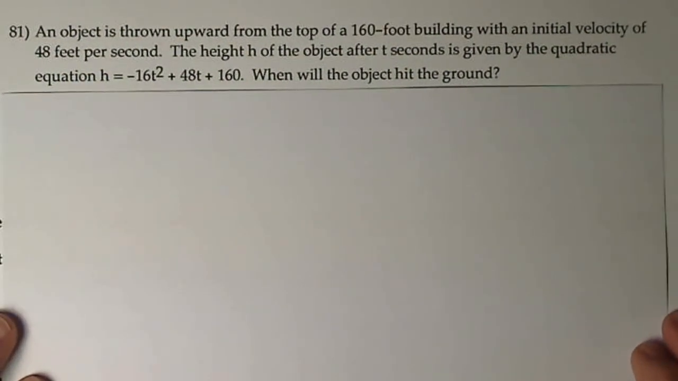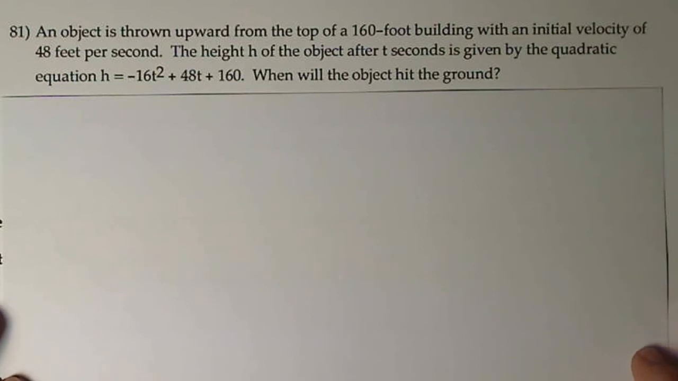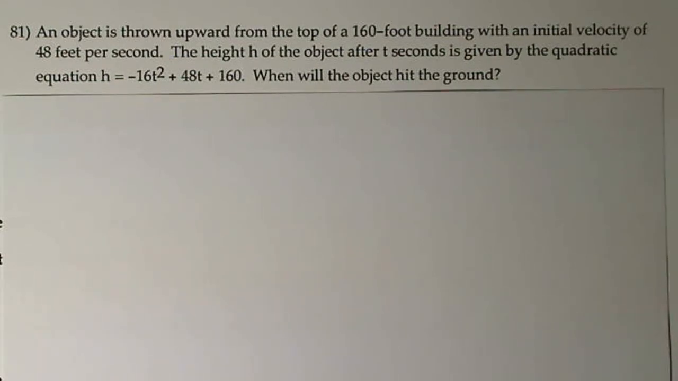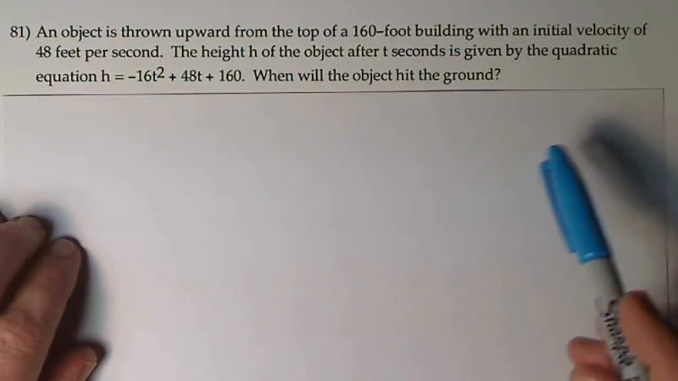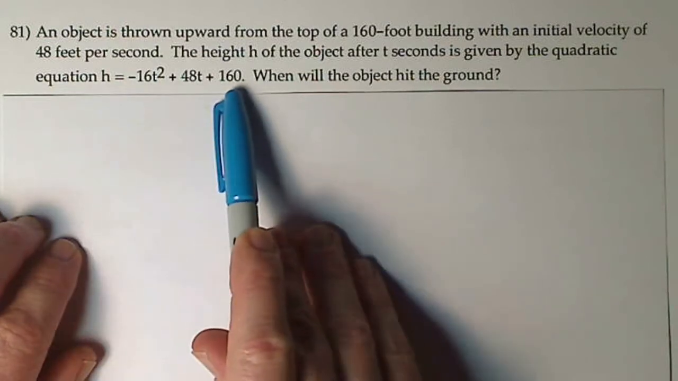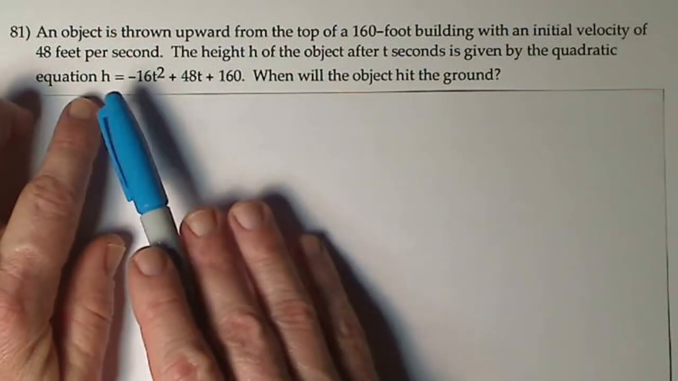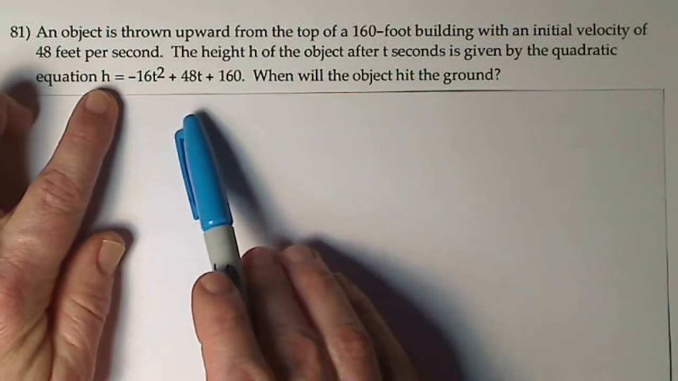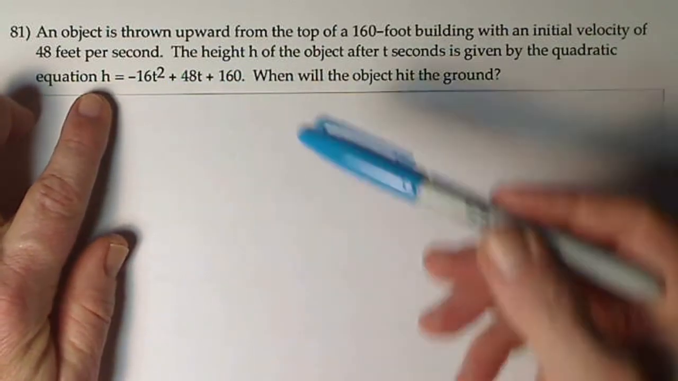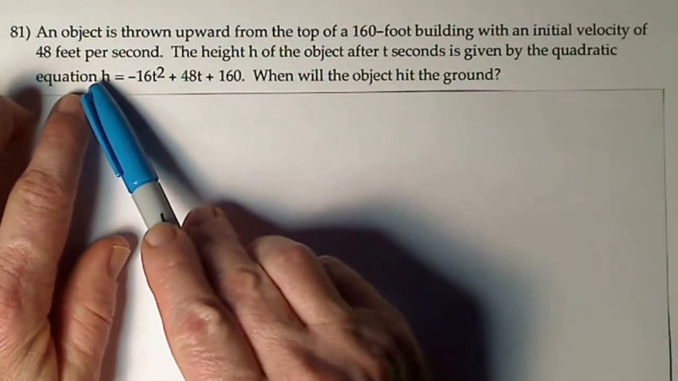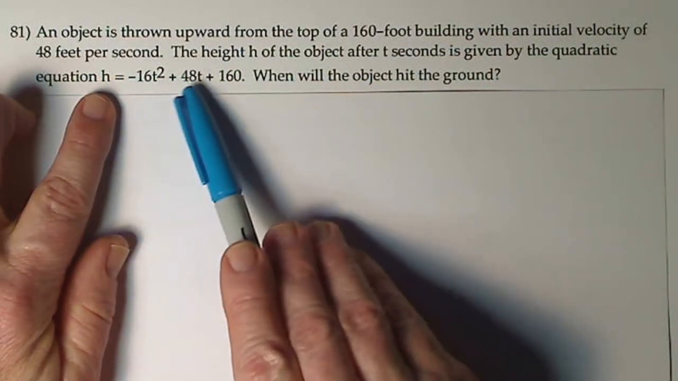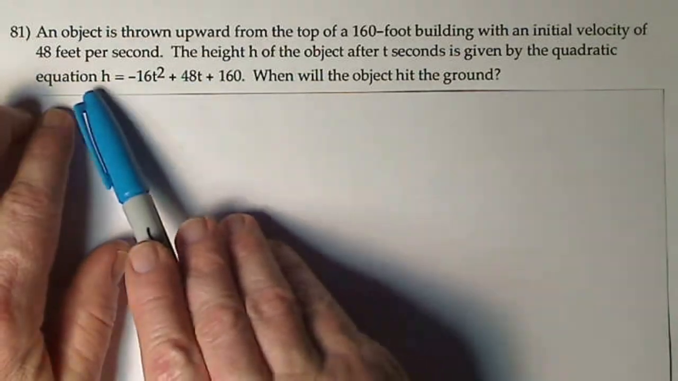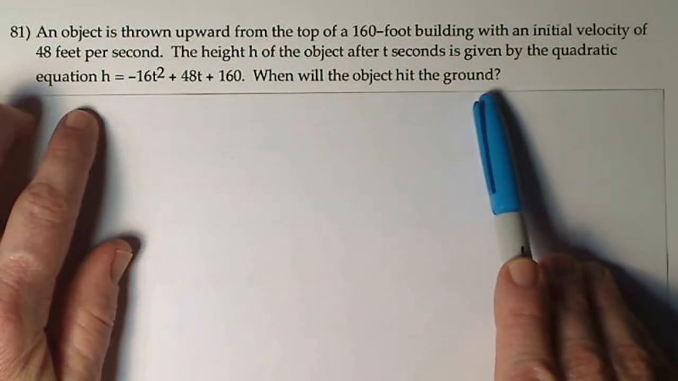Alright, we have an object thrown upward from the top of a 160-foot building with an initial velocity of 48 feet per second. I could draw a diagram and everything, but they actually give me the equation. And h, the height h is the height of the object after t seconds, t is time, is given by this equation. When will the object hit the ground?